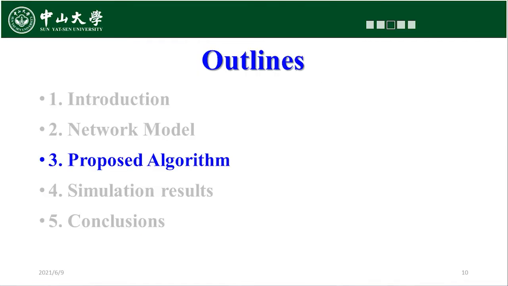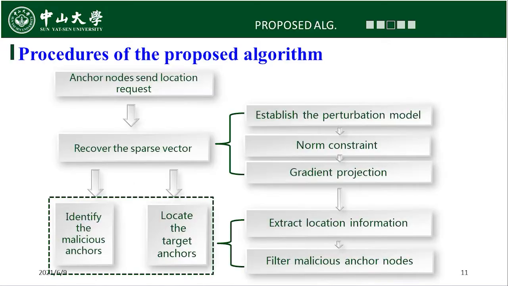And then we make the introduction to the proposed algorithm in this paper. There is a flow chart of algorithm, including anchor node send location request, recover the sparse vector, establish perturbation module, norm constraint, gradient projection, identify the malicious anchors, locate the target anchor, extract location information, filter out malicious anchor nodes.